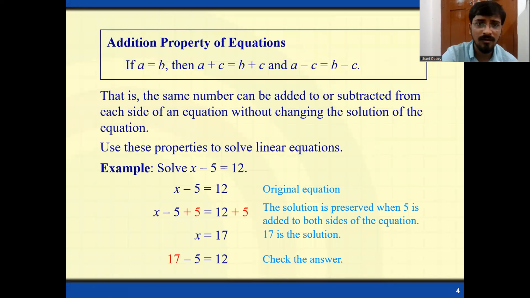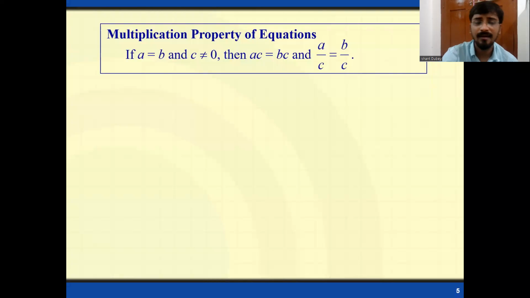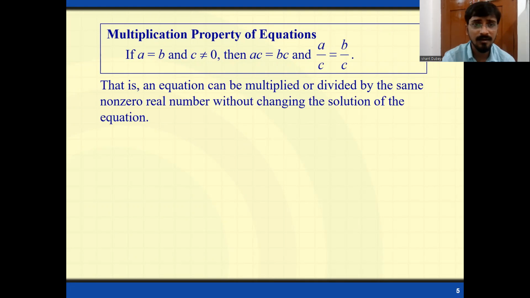The first one was the addition property of equation. The second is the multiplication property of equation. In this property, an equation can be multiplied or divided by the same non-zero real number without changing the solution of the equation. Now let's solve one example.